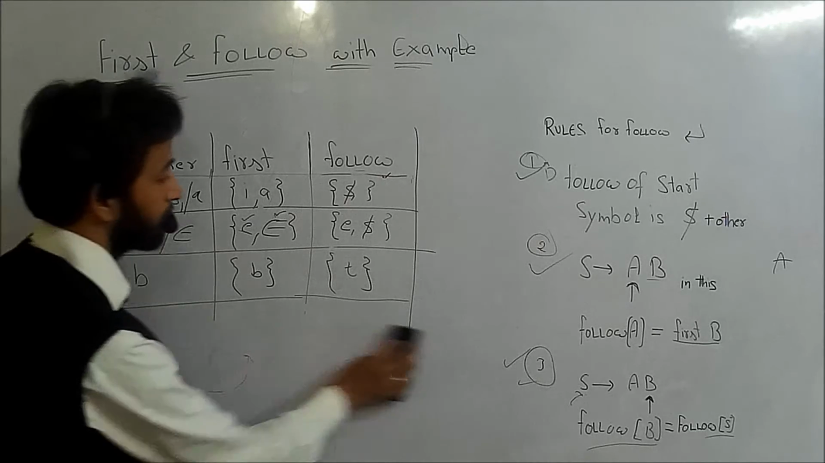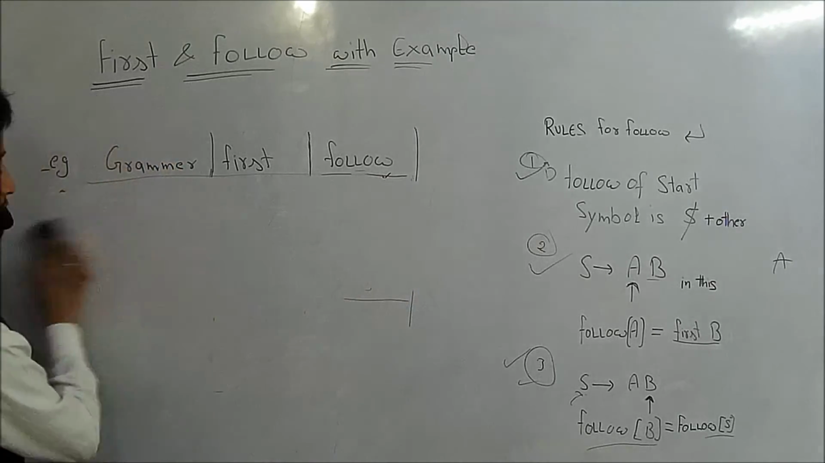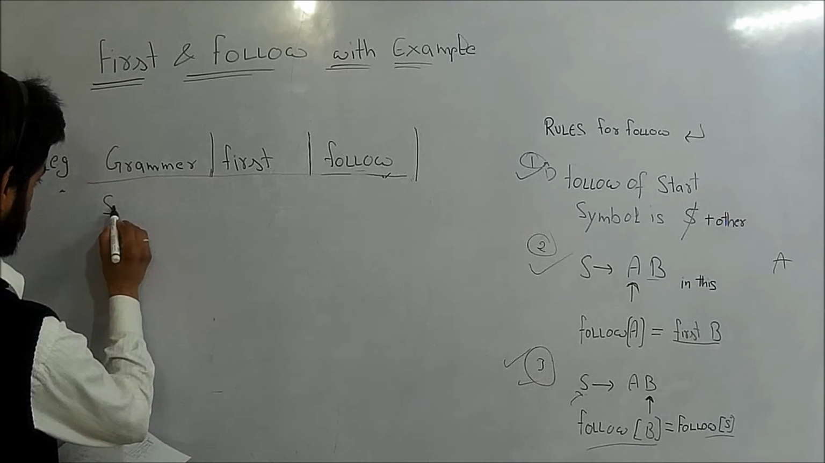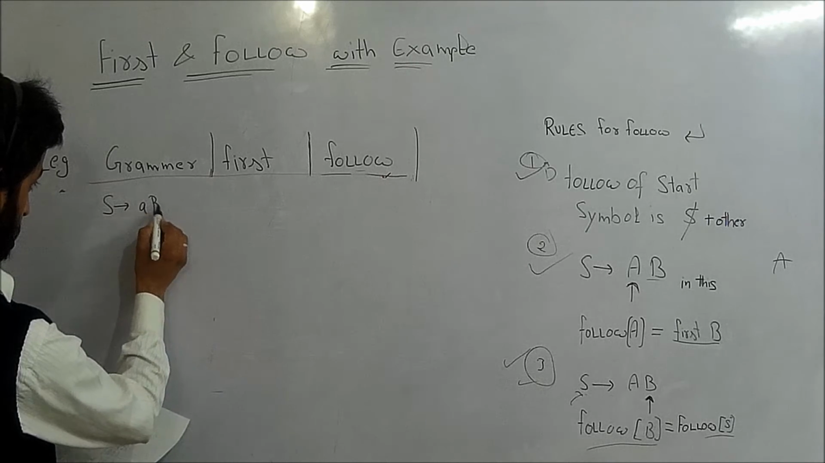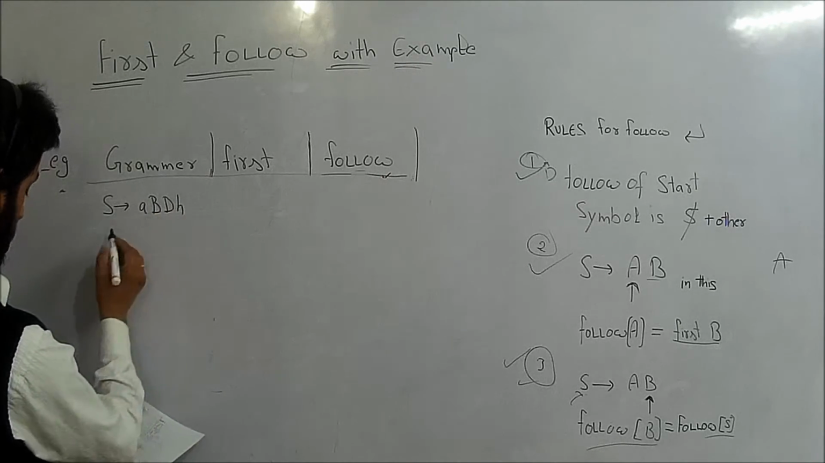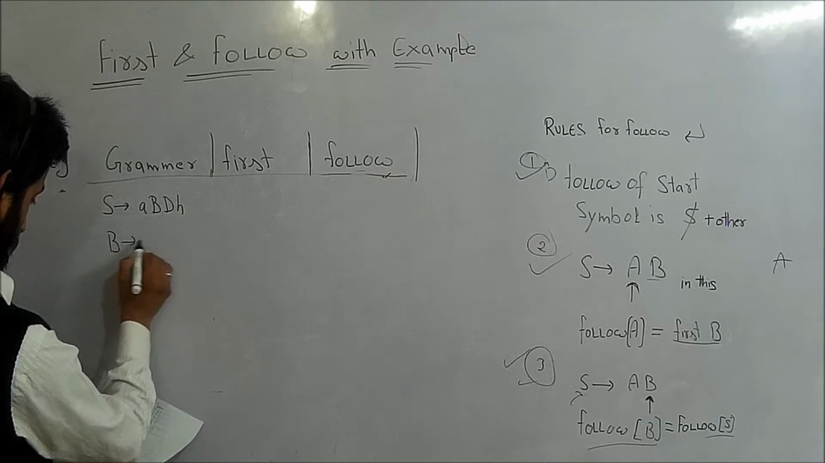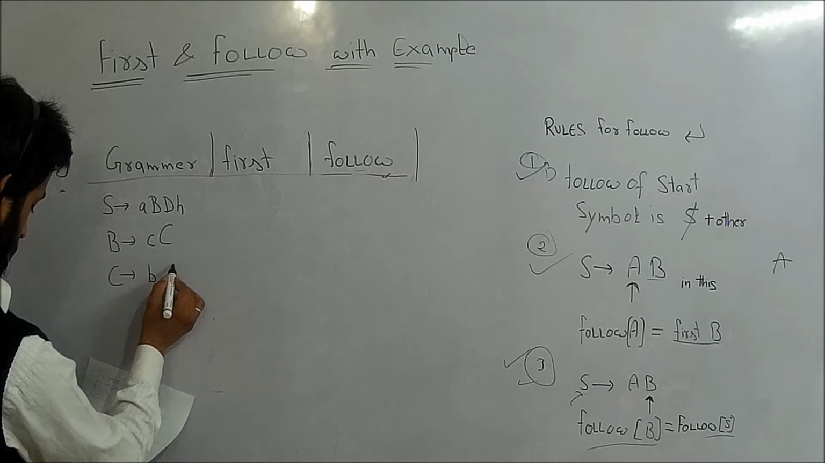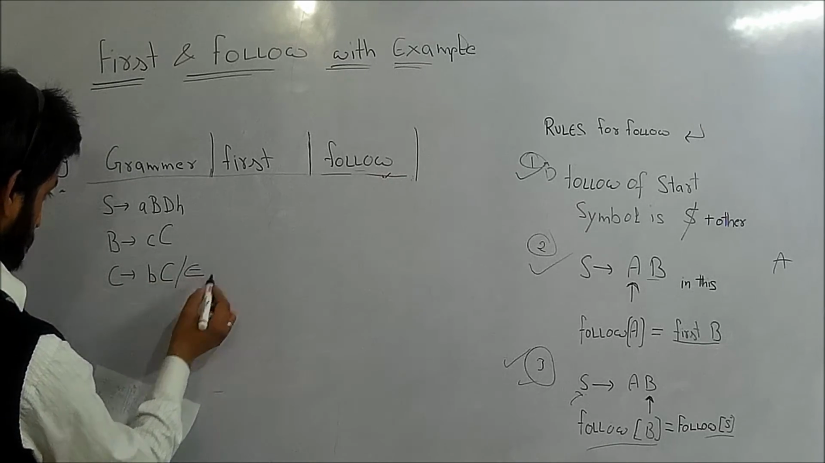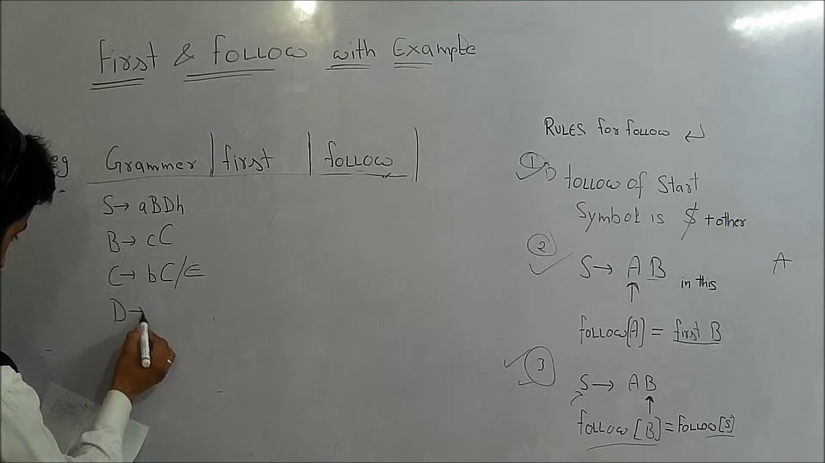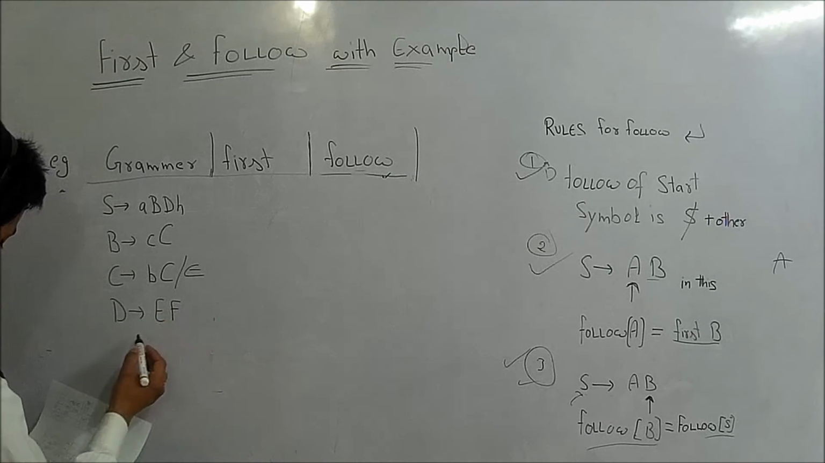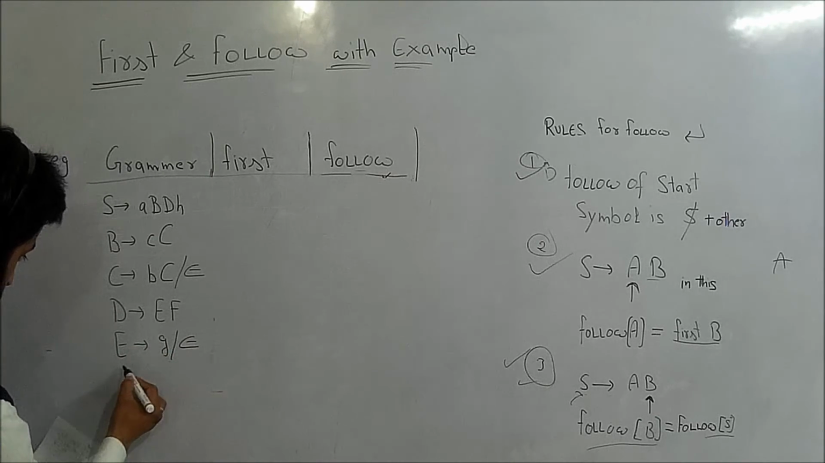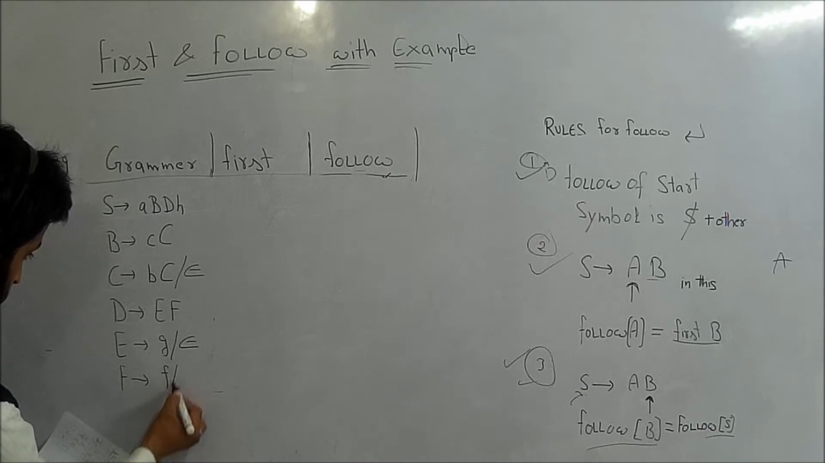Let us do one more example on calculating the first and follow. The example is in which S derives a B D h, B derives c C, C derives b C and epsilon, D derives E F, E derives g and epsilon, F derives f and epsilon.